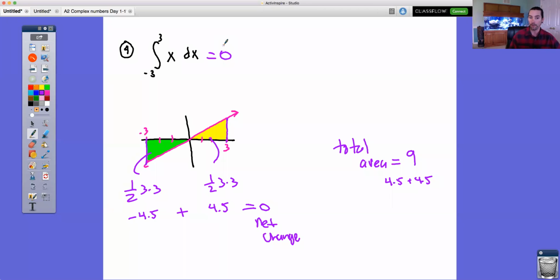For those of you that are weightlifters, you picked up 100 pounds off the floor, you set it back down. Where are you? Nowhere. You've done nothing, except you have done work because now you're breathing hard. There's a difference between net change and total area.